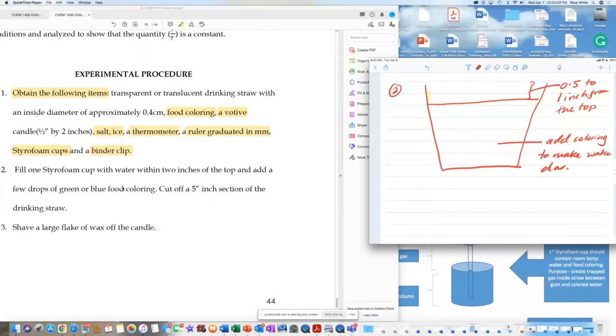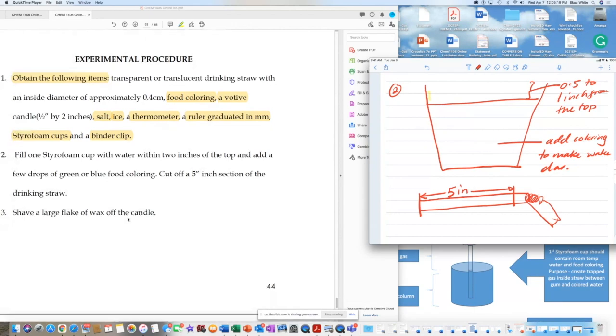Now on campus, when I did this lab, my drinking straw was the one that had that bendy end, that's kind of like this and it bends like this. You don't want that as part of the experiment, so you want to cut off 5 inches, 5 inches from the end to here. Mark it and then cut it off.